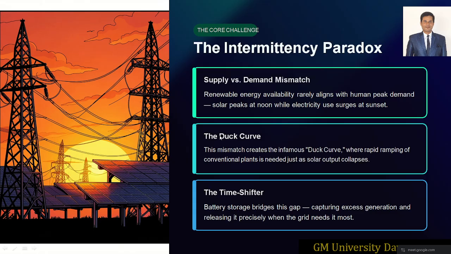So to satisfy this curve, you have to address the mismatch between supply and demand, and also think about the duck curve. Whenever this curve happens, you try to give rapid ramping from the conventional plants, that is, from the non-renewable energy resources, right? And also try to store the energy from the non-renewable energy and give it to satisfy the load management.